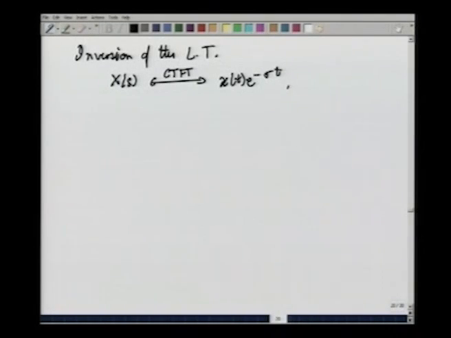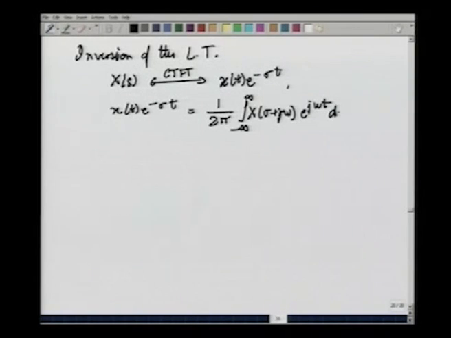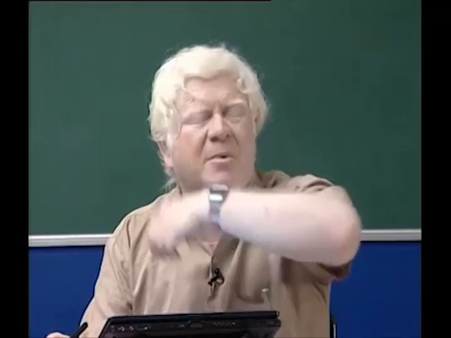So, we can write then that x t e to the minus sigma t equals the inverse Fourier transform, 1 by 2 pi integral from minus infinity to infinity of X of sigma plus j omega e to the power j omega t d omega. This is just the inverse Fourier transform of X s, and as we said, that will be equal to x t e to the minus sigma t, because the Fourier transform of x t e to the minus sigma t was the Laplace transform of x t.